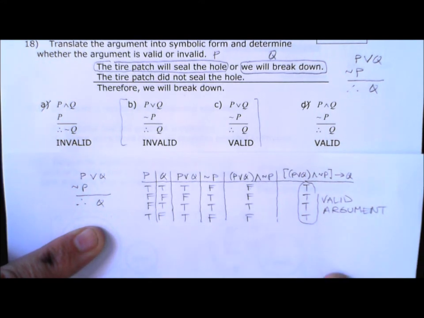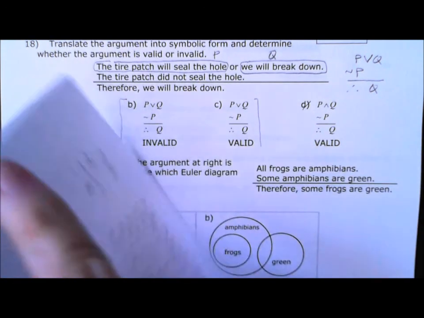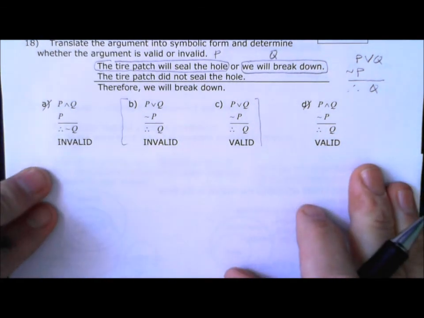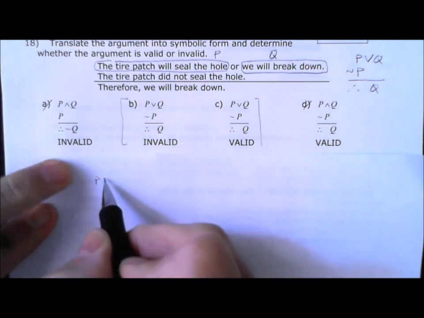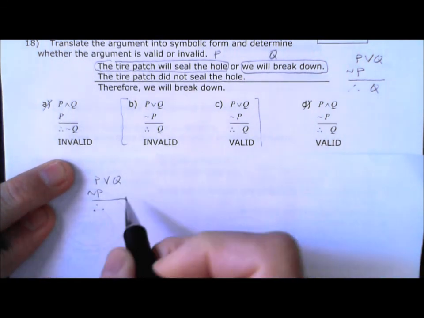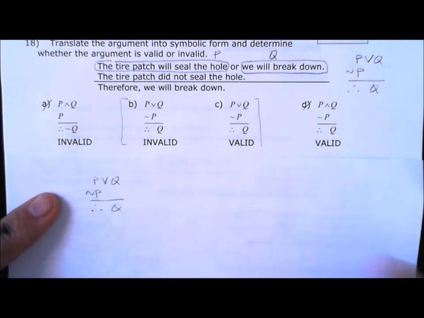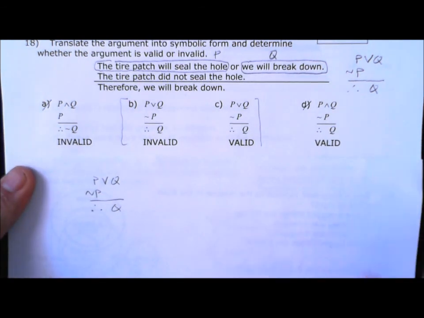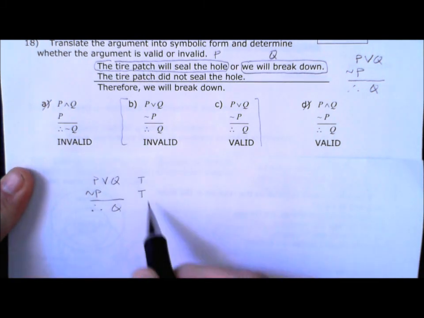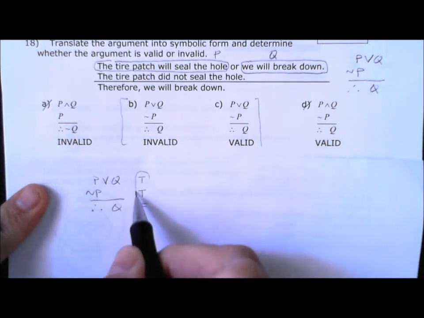Okay. Now another way to do that might be this bad row method we talked about. And to look at that technique, we would take our argument P or Q, not P, therefore Q, and we would want to determine if it's possible for this argument to be invalid. Well, if it's possible for the argument to be invalid, then there'll be a case where the premises are true and the conclusion is false.